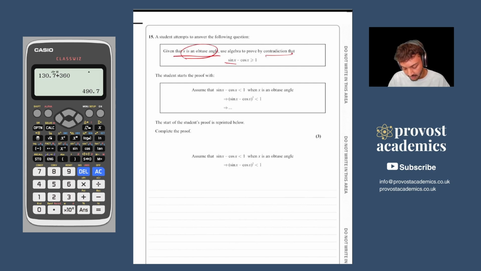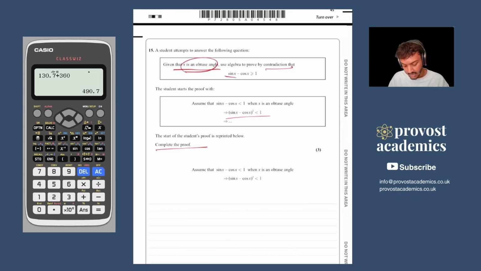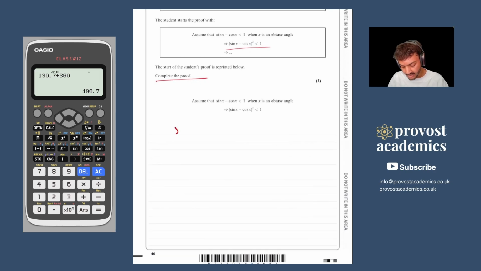So they started the proof by squaring both sides. My idea is to split the brackets and try to simplify things, then hopefully we'll stumble across some logic that we can use to prove that the answer will be greater than 0, and therefore prove a contradiction, showing that the original statement was indeed correct. So let's expand this out: sine squared x minus 2 sine x cos x plus cos squared x greater than 1.